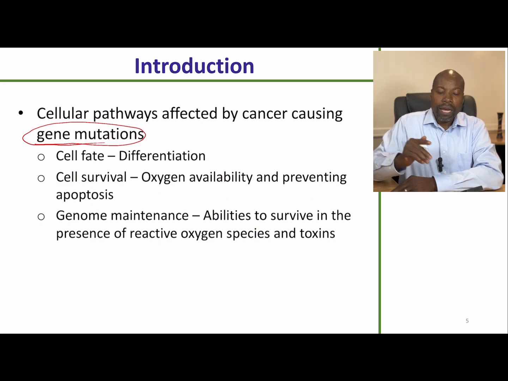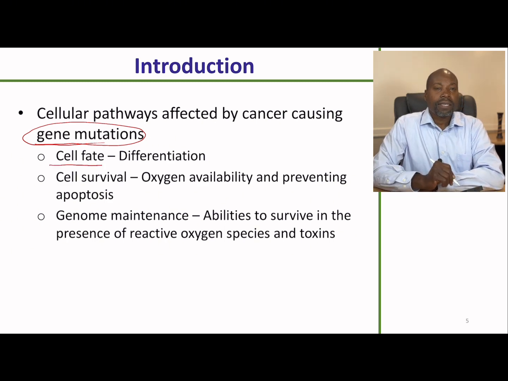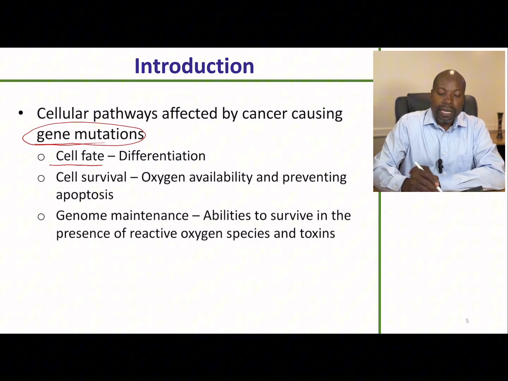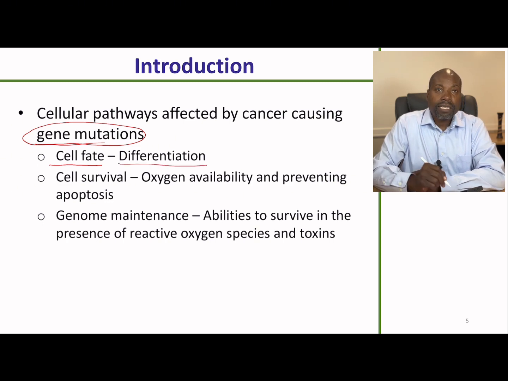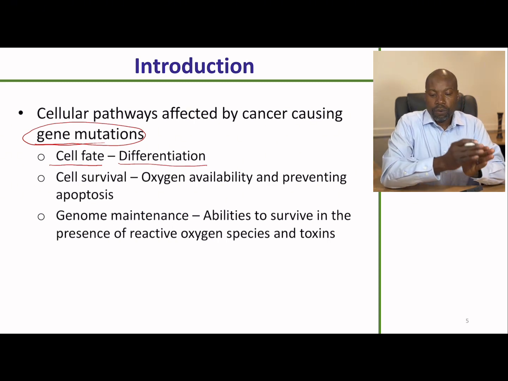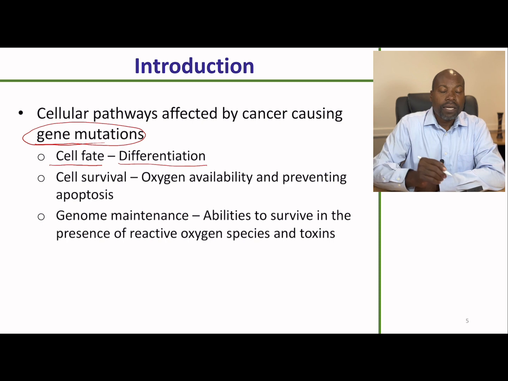How so? Well, the cells can be affected in terms of their fate, right? Cells technically should be differentiating, right? But a cell can lose the ability to differentiate, or can even go backwards. We are going to see this. Another aspect that is a consequence of the mutations is cell survival.